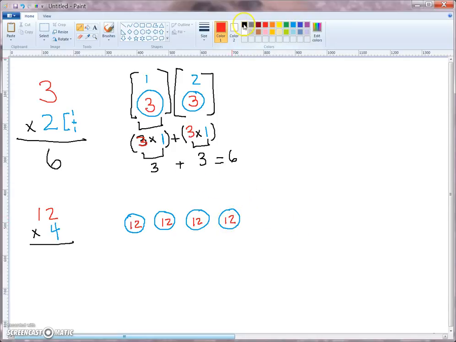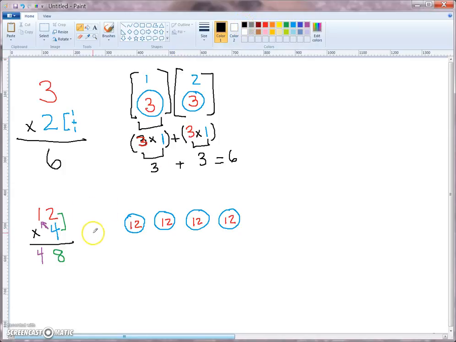Okay? So first I'm going to show you what we're going to do is multiply it out. So 4 times 2. Let's try a different color. So 4 times 2 is 8. Then a different color. 4 times 1 is 4. So I know my answer is 48.